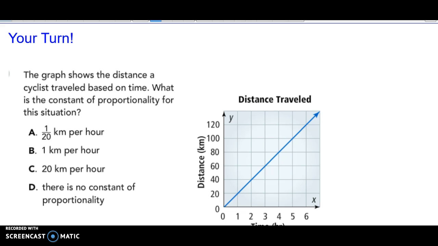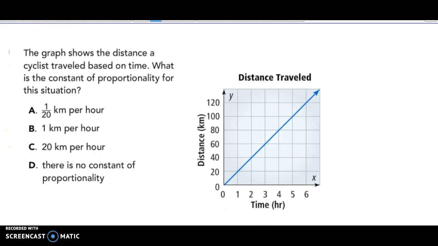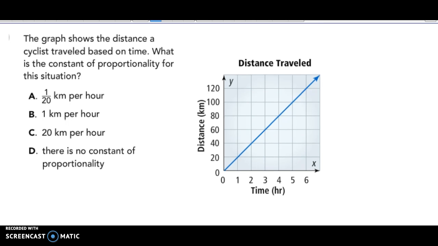All right, your turn. So you can pause the video, try this one out, and see if you get it right after you unpause.